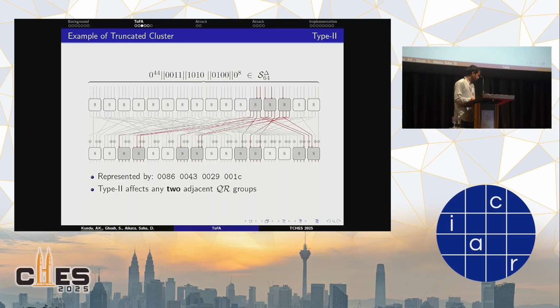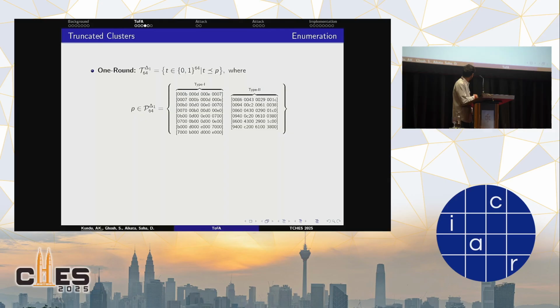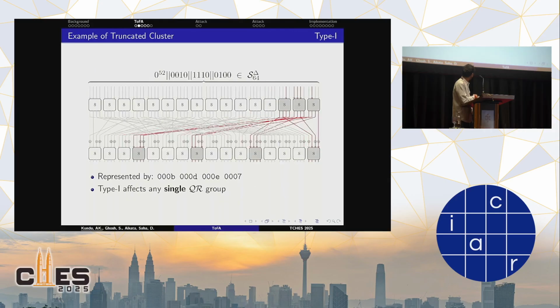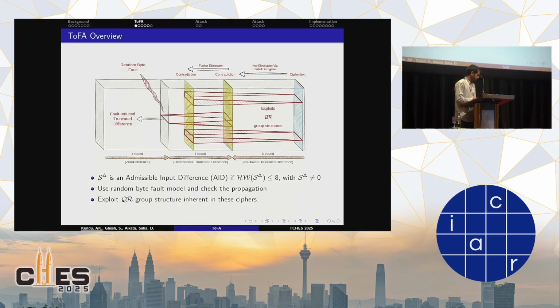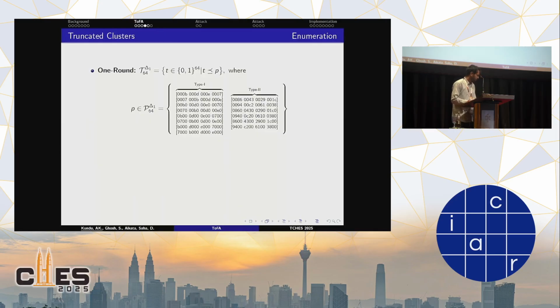In type 2, we can see the total 8 bits can spread to 2 QR groups. Because of that, a total of 8 S-boxes are active, whereas in the previous type only 4 S-boxes are activated. If we map all the clusters, these are all possible type 1 clusters, and these are all possible type 2 clusters after one round.